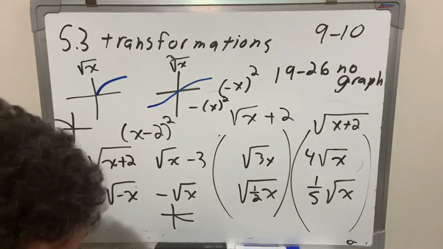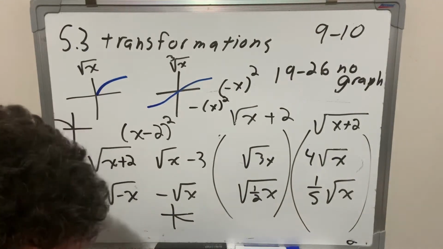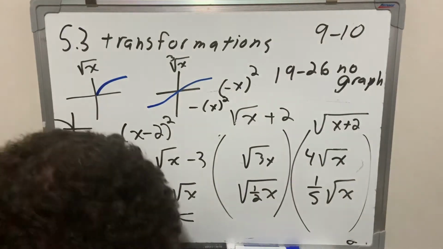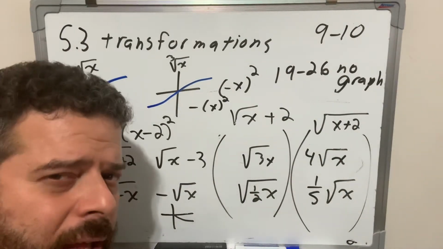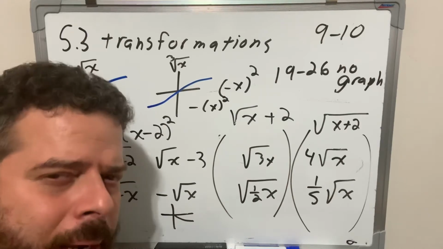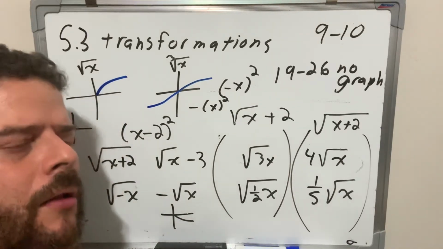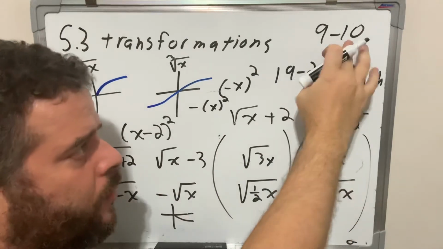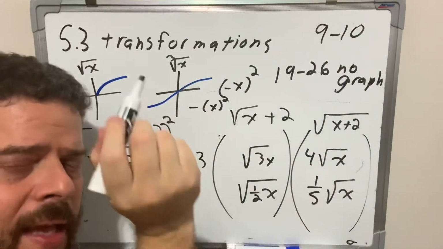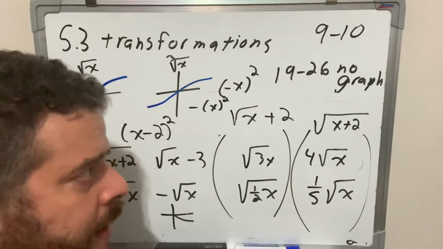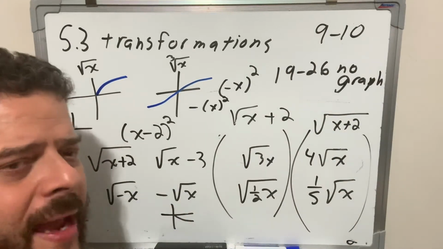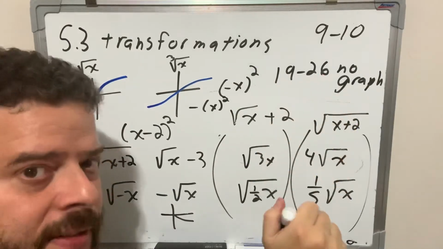For homework, you're going to do 9 through 10. And for 9 through 10, you do need to graph, and you do need to state the domain and range. So let's do a small review of domain and range, but let me just finish going over the exercise. So for 9 through 10, you need to do a table, graph it, and state the domain and range. And 19 through 26 is just describe what happens. You do not need to graph.